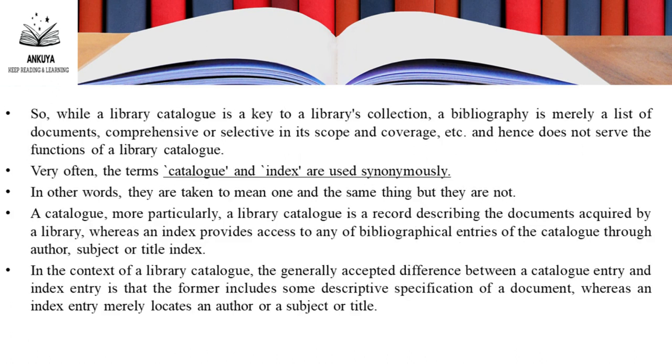So, while a library catalog is a key to a library's collection, a bibliography is merely a list of documents, comprehensive or selective in its scope and coverage, and hence does not serve the functions of a library catalog. Very often, the terms catalog and index are used synonymously. In other words, they are taken to mean one and the same thing, but they are not. A catalog, more particularly a library catalog, is a record describing the documents acquired by a library, whereas an index provides access to any of the bibliographical entries of the catalog through author, subject or title index.